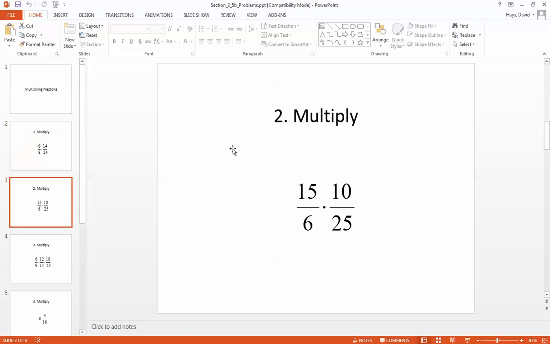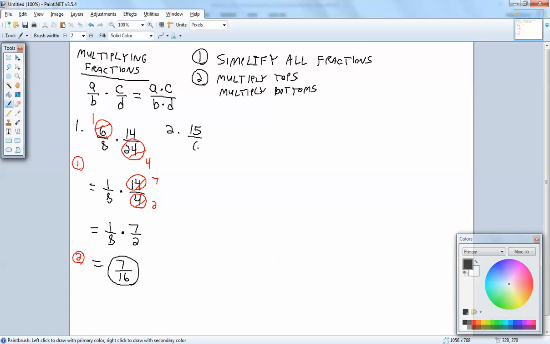Let's take a look at our second example. We got 15 over 6 times 10 over 25. And again, our guideline is one's on top, one's on the bottom. And let me work with this first. 10 and 25. Both divisible by, this is step 1, both divisible by 5. 10 divided by 5 is 2. 25 divided by 5 is 5. So we got 15 over 6 times 2 over 5. Okay, so let me pick on 15 and 5 now, because they're both divisible by 5. 15 divided by 5 is 3. 5 divided by 5 is 1.